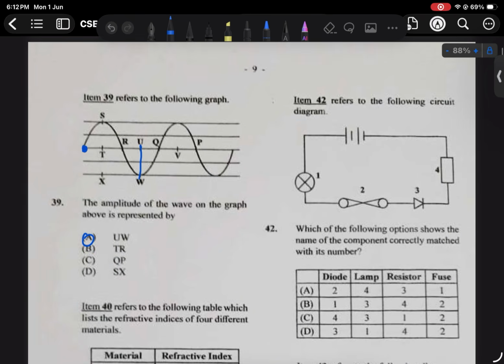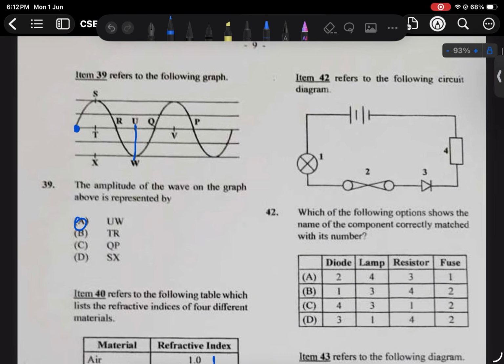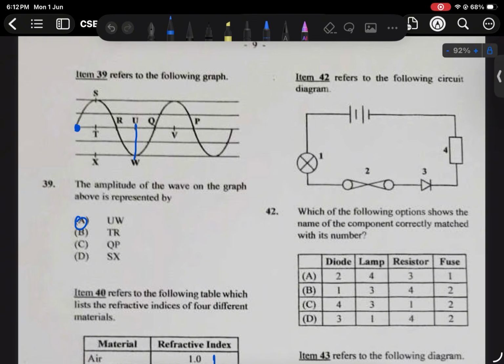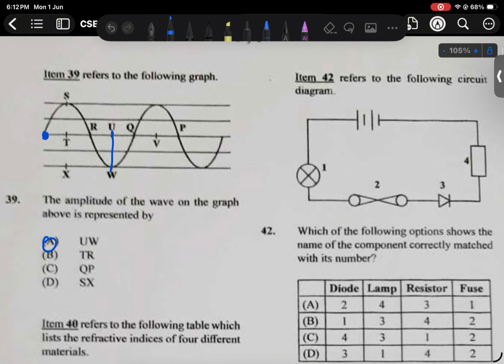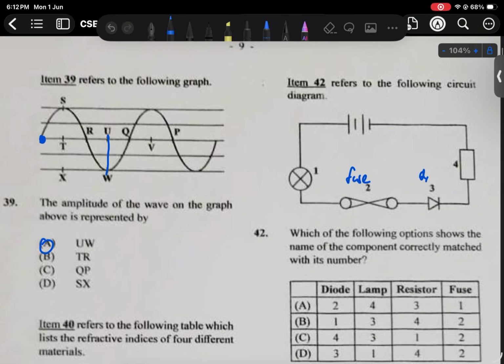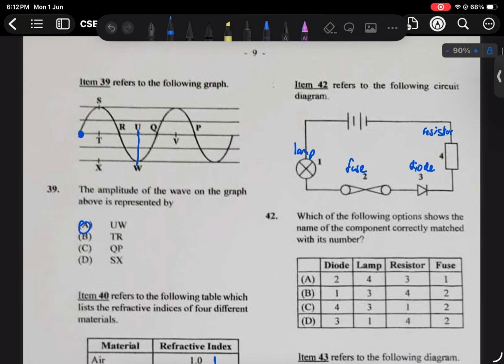Item 42 refers to the following circuit diagram. Which of the following options shows the name of the component correctly matched with a number? So this is a fuse, diode, resistor, and lamp. So the answer that looks like that: 3 diode, 1 lamp, 4 resistor, 2 fuse, D.